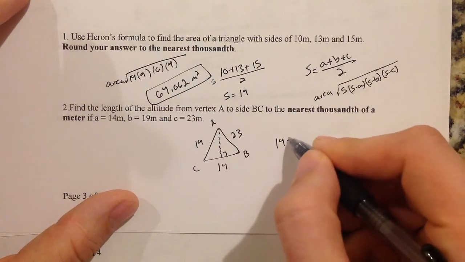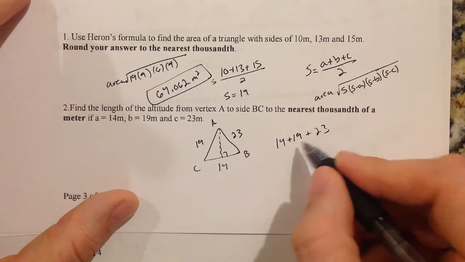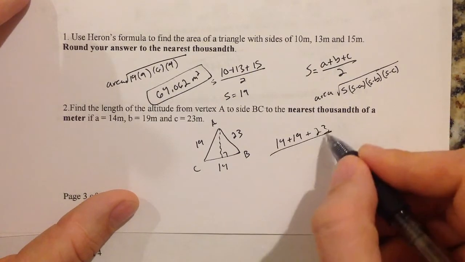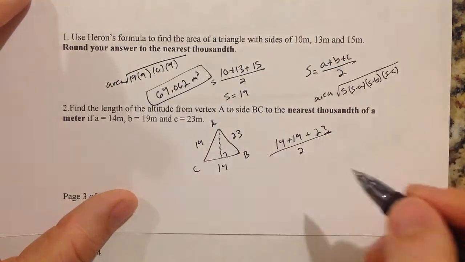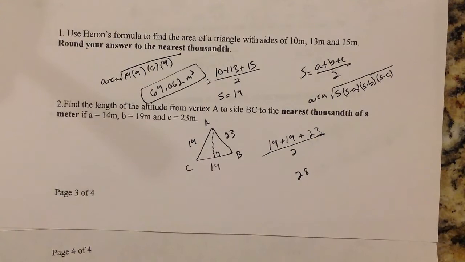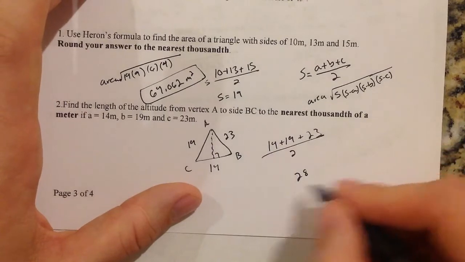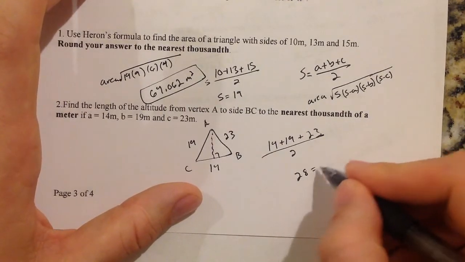So I'm going to get 14 plus 19 plus 23. This is going to be 10 plus 11 plus 7. So 10, 11, and 7 is 28. I'm going to check that on my calculator just to be safe. 14 plus 19 plus 23. Try that one more time. 14 plus 19 plus 23. 56 divided by 2 is going to give us 28. So we got that. That's a great job.